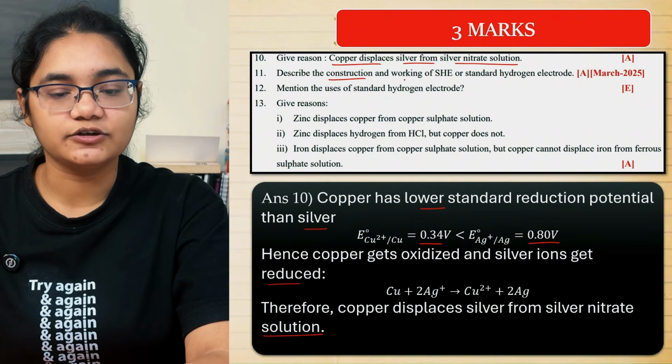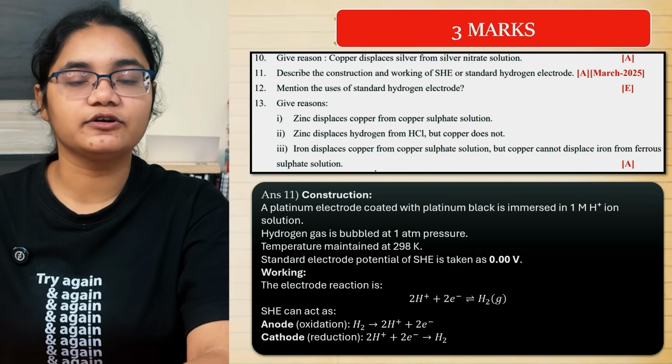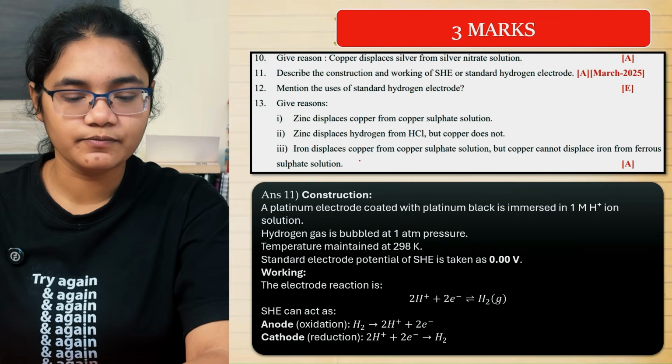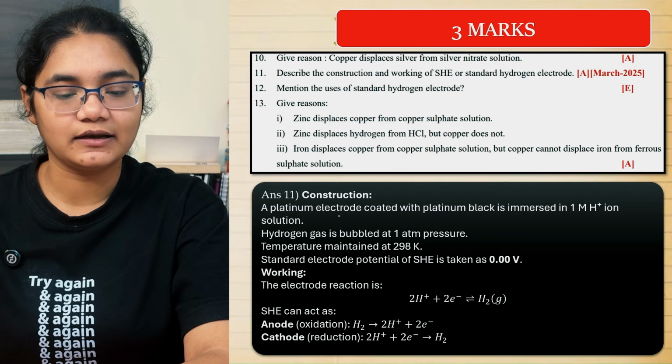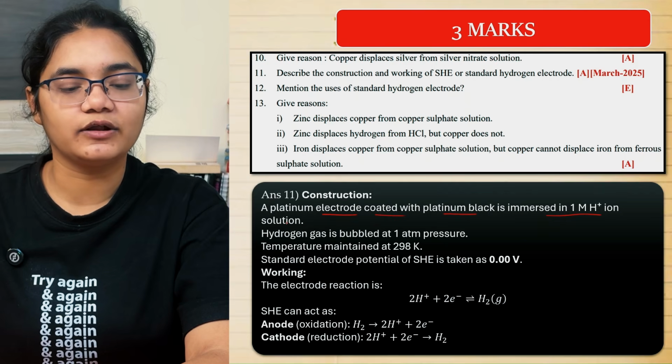Next, describe the construction and working of SHE, the standard hydrogen electrode. Okay. Now, construction and working they have asked you. So, construction: you can see a platinum electrode coated with platinum black is immersed in a 1 molar H plus solution.